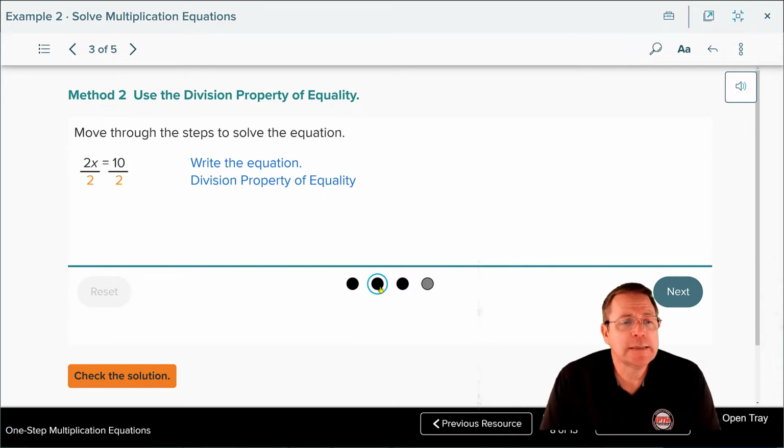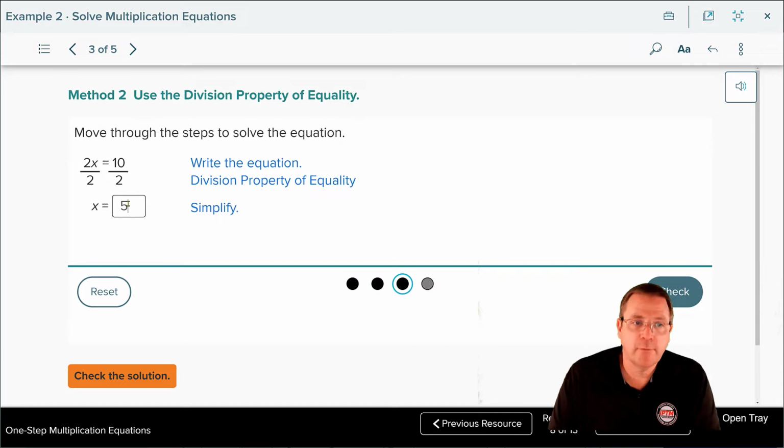So right there you can see they divided both sides by 2. If it was me, I'd draw a line, or better yet, a 1 through here, saying 2 divided by 2 is 1, and that leaves 1 times x is x. 10 divided by 2 is 5.